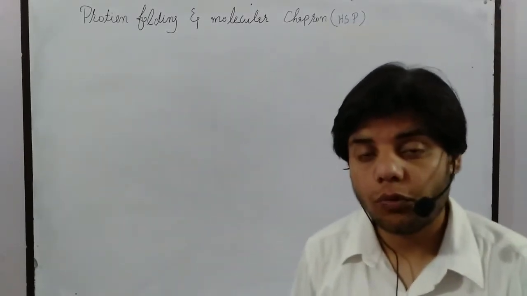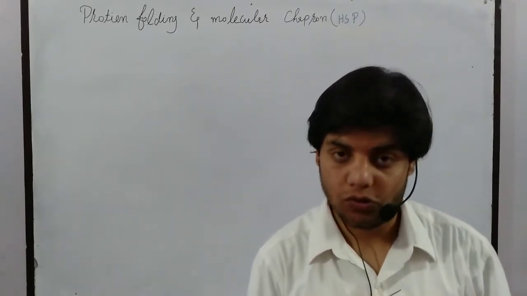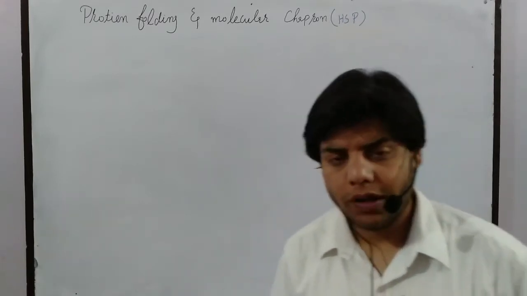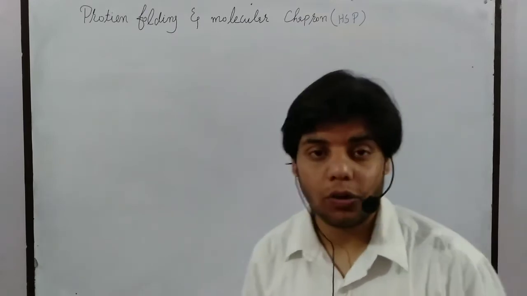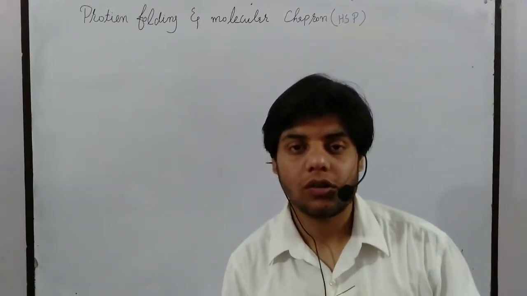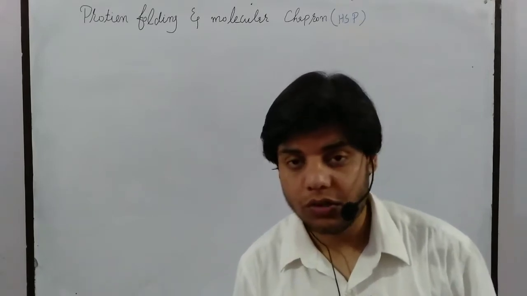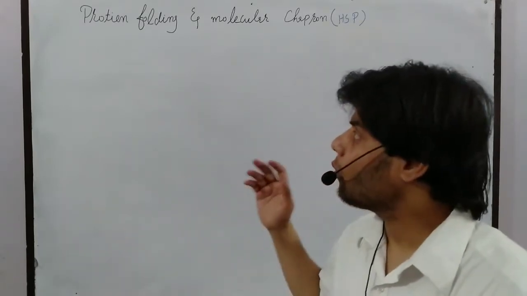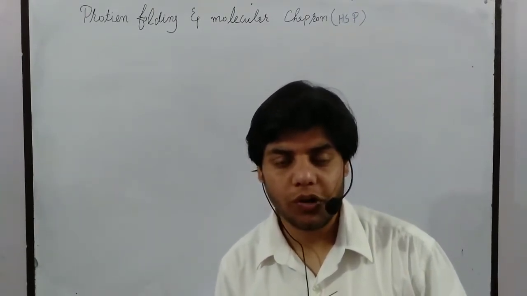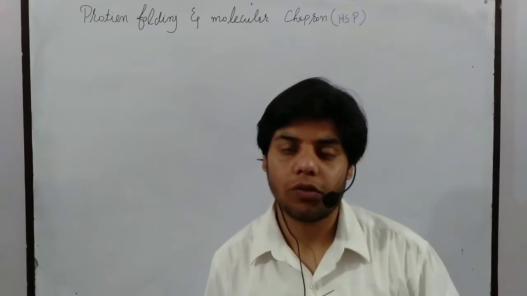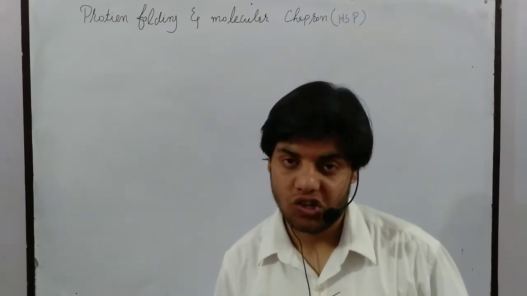Now in the previous series of video lectures, if you remember, we talked about protein synthesis in prokaryotes as well as in eukaryotes, or we can say translation. But we didn't talk about what happens to the polypeptide chain once the protein is synthesized. After termination of translation, we get a linear structure of the protein. Sometimes this protein is also called a polypeptide chain.